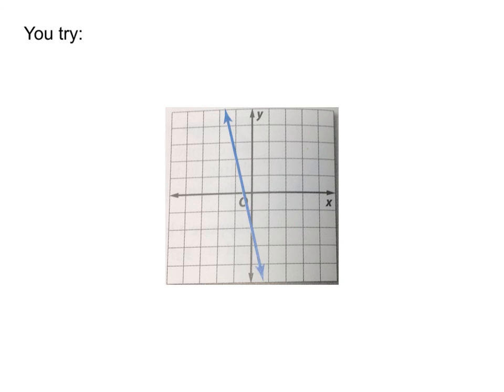Okay, you go ahead and give this one a try. Remember, if the graph is not labeled, which drives me crazy, assume each of those dashes to be 1. Hit pause.